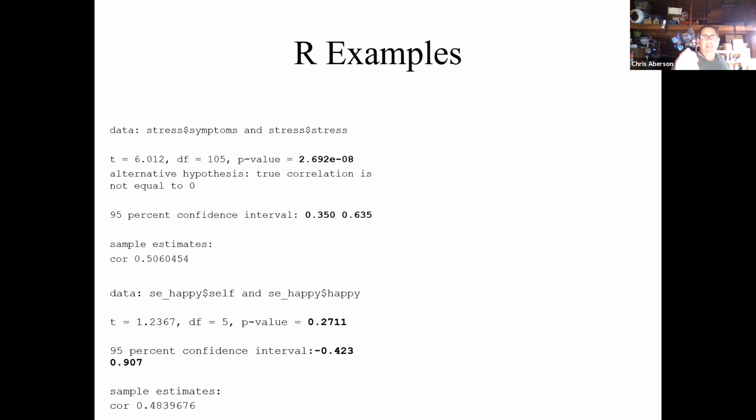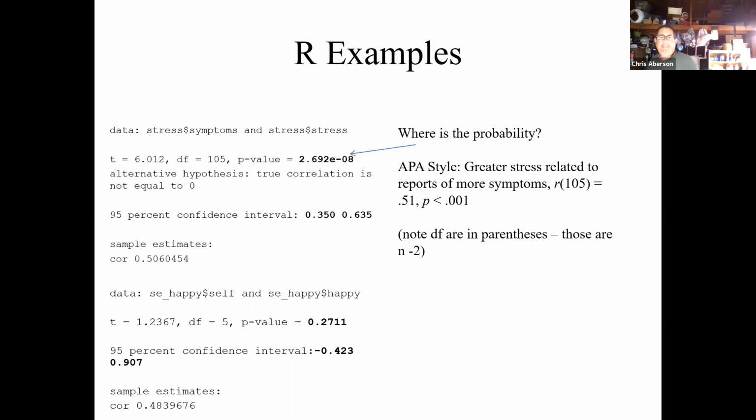For the self-esteem and happiness example, we see a result where we can't reject the null hypothesis. 0 falls within our confidence interval. And the reason why, even though that was a really large correlation, was that it was a small hand calculation example. We only had a small sample. Generally, if you've only got 6 or 7 scores, you're not going to be able to reject hypotheses. You just don't have enough information.